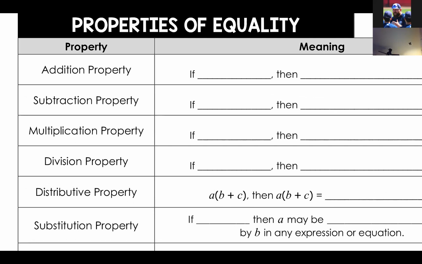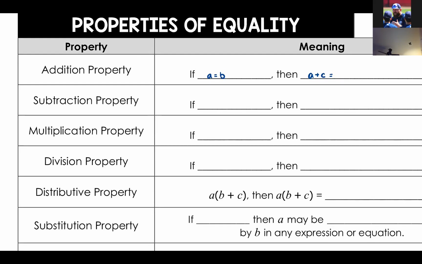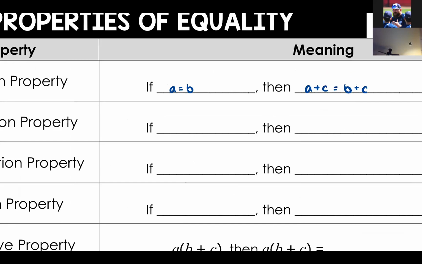All right, so addition property. If A equals B, we can add any number we want to both sides of our equation without changing the value. Oops, that's got to be B. So A plus C is the same thing as B plus C. Anybody have any idea or care to guess why that's true? How come if A equals B, we can say A plus C equals B plus C for our addition property? What do you think?